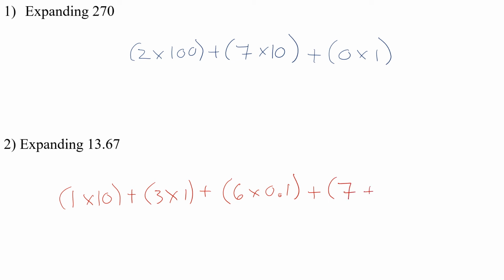And here will be 7 plus 0.01. Or of course, you could put 7 plus 1/100. You could do that too if you want. That's completely up to you. That's optional stuff there for you. Let's try the next one.